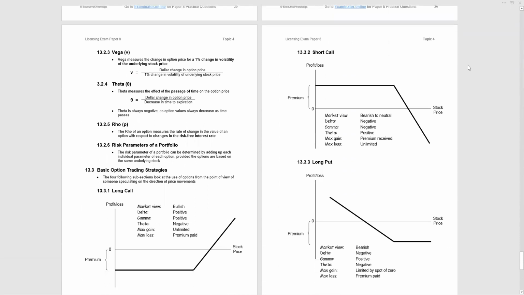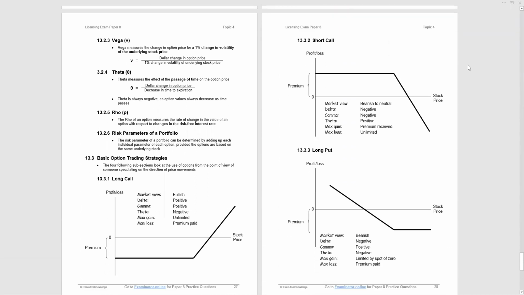Now, these ones I would remember because it's easy to set a question on them asking you which one represents what. Vega measures change in option price for change in volatility of the underlying stock price. Vega starts with V and it measures sensitivity of option price with regard to volatility, V, V.